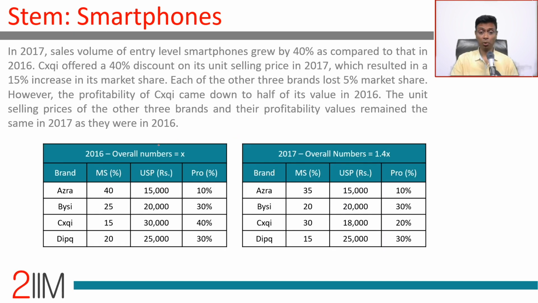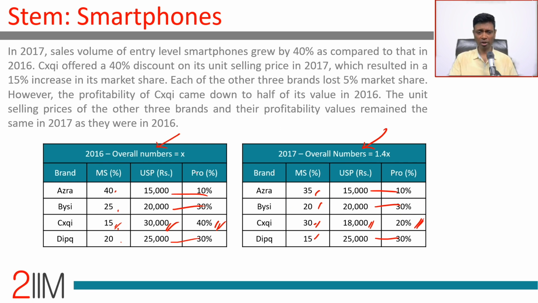We're going to say overall numbers X in 2016. Overall numbers will be 1.4X in 2017. So it's 40, 25, 15, 20. 15 should become 30. These three are down 5, 5, 5. These are the same. 30,000 becomes 18, 40% profitability becomes 20% profitability.